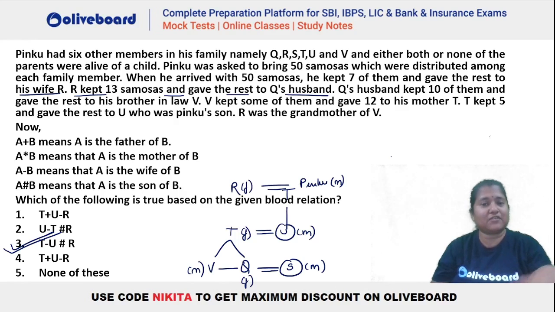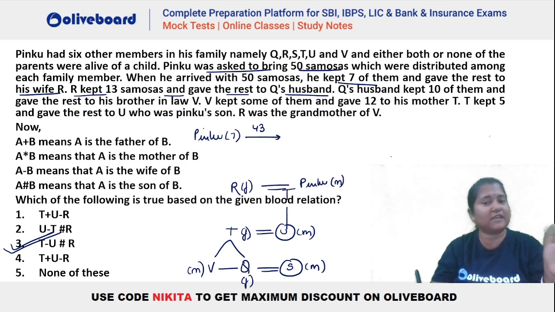Once you find the family tree, now you can find the number of samosas being distributed also. So let's try it out. What is the number of samosas being distributed? Okay. So Pinku was asked to bring 50 samosas which were distributed among each of the members. He arrived with 50. He kept 7 of them, right? So he is keeping 7. That means he is passing 43, right? So passing 43 because there were 50. He has kept 7 samosas in here and gave the rest to his wife R. So he has given 43 samosas to R here.